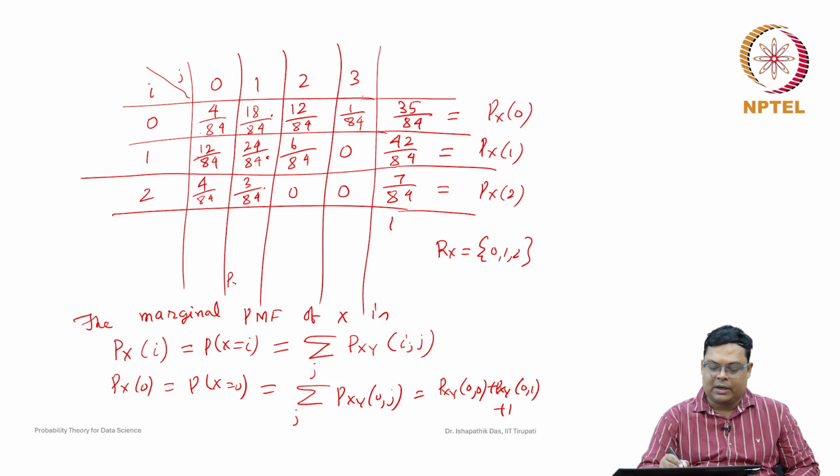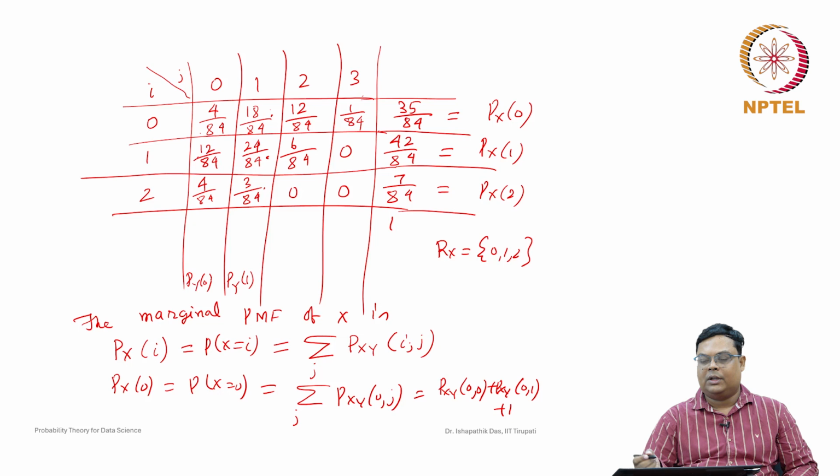So this is nothing but Py of 1. Similarly, if you fix 0, then the column sum is Py of 0. Hopefully you are following this. The row sum gives us the marginal of x, and the column sum gives us the marginal of y. So this is Py of 2, and this is Py of 3.